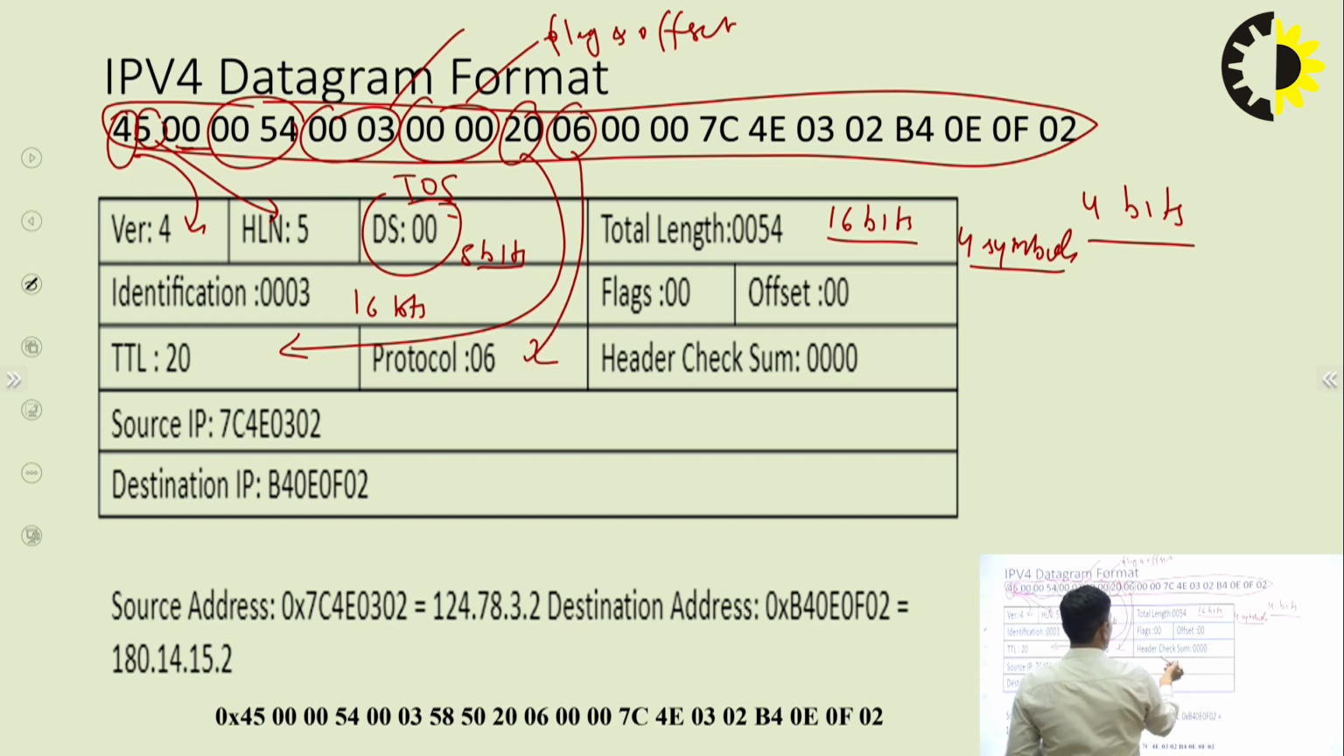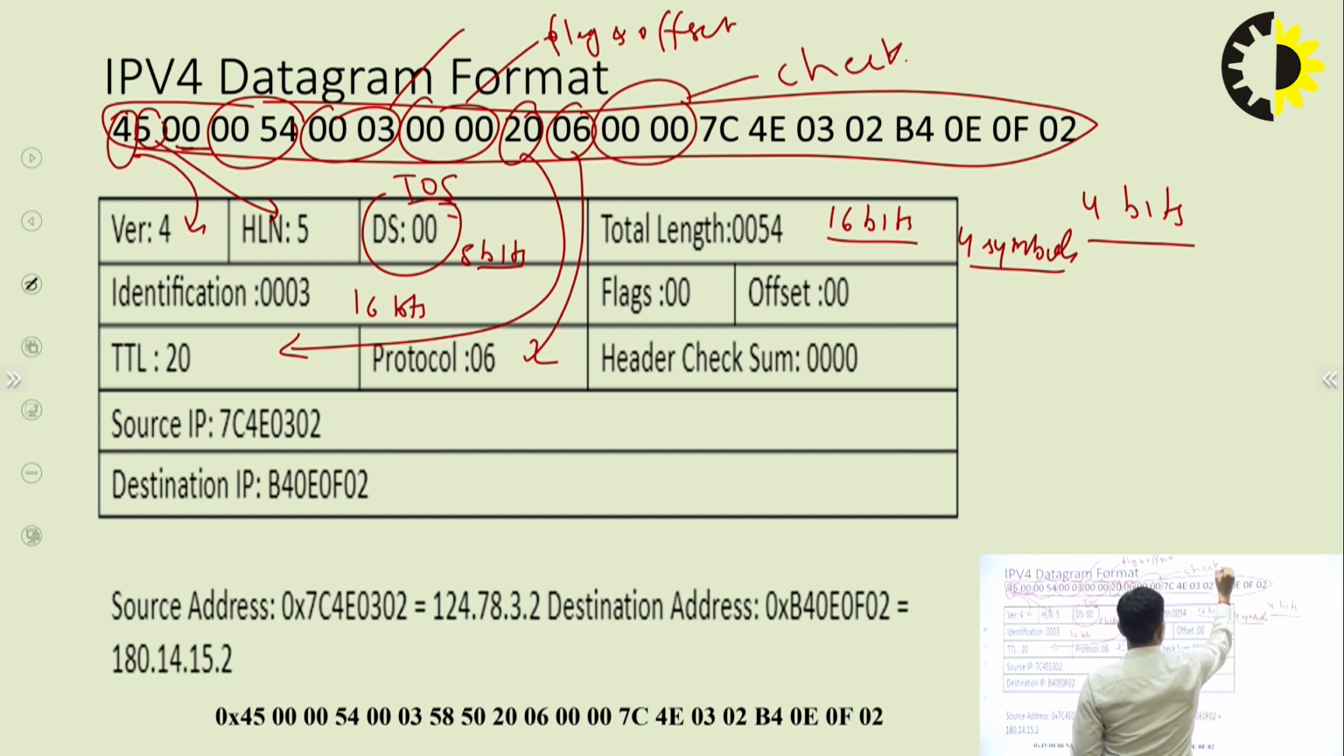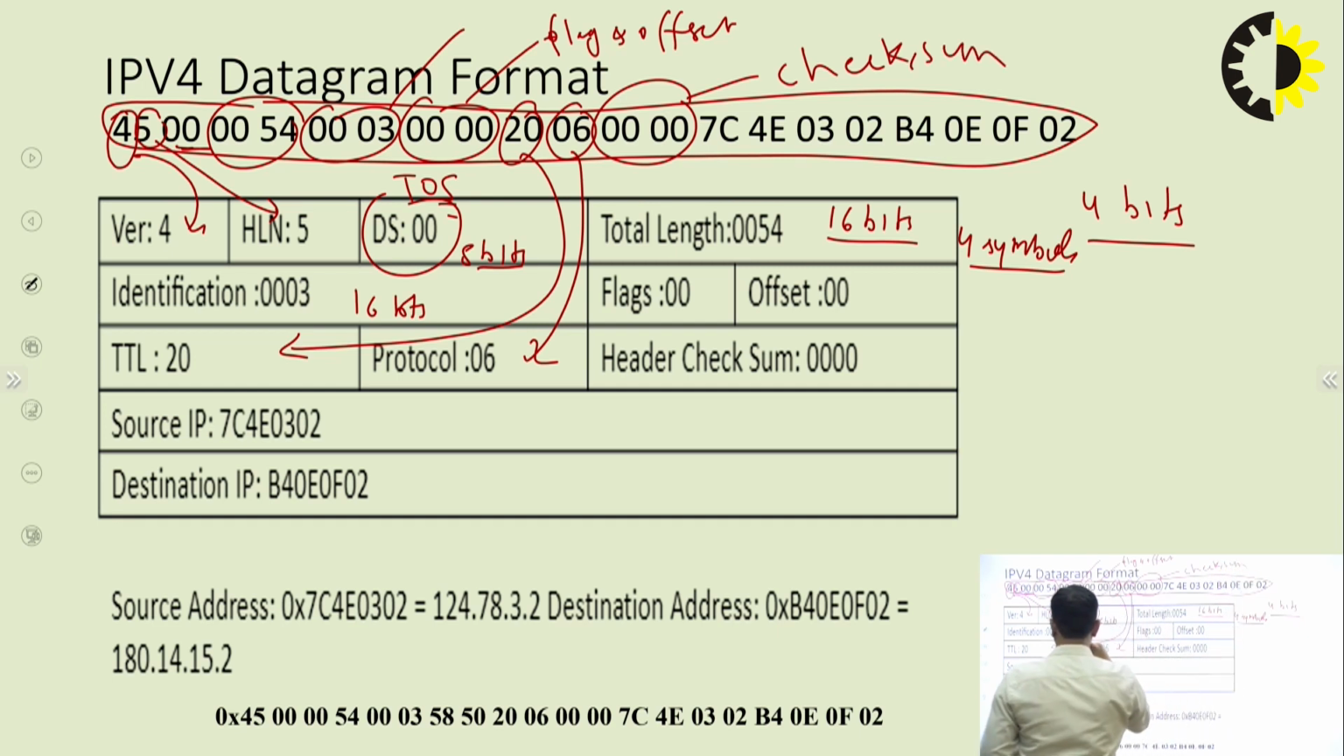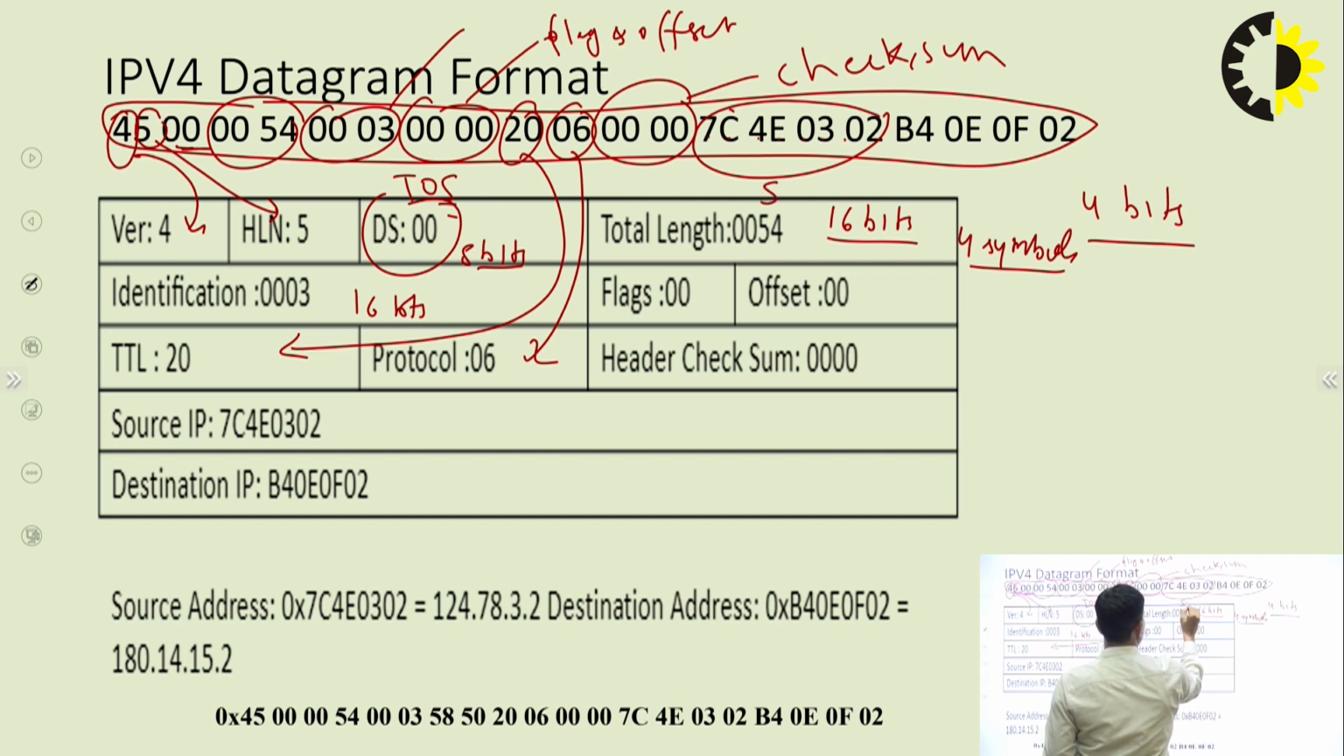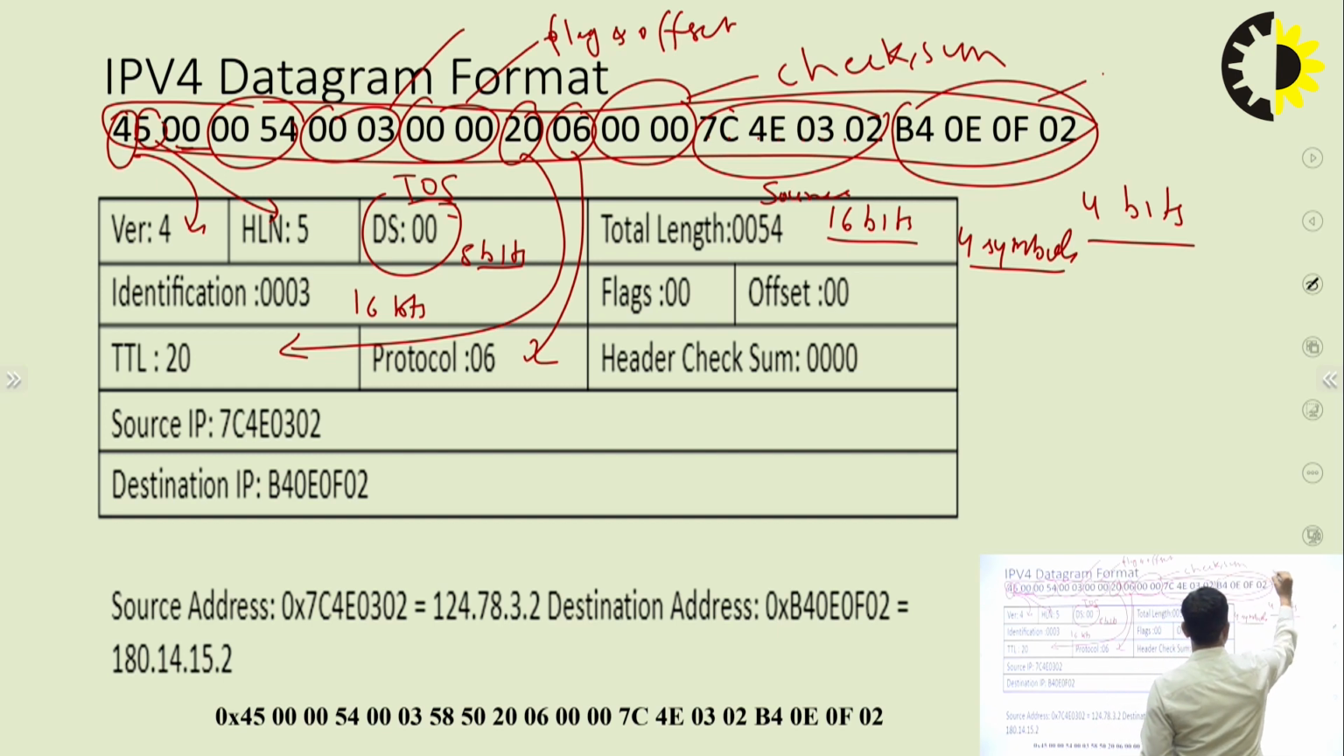Then header checksum, 16 bits. 16 bits means 4 symbols. This is the checksum. Okay. And next, 32 bits. 32 bits means how many symbols? 1, 2, 3, 4, 5, 6, 7, 8 symbols. This is the source IP. And next, the last 8 symbols are the destination IP.